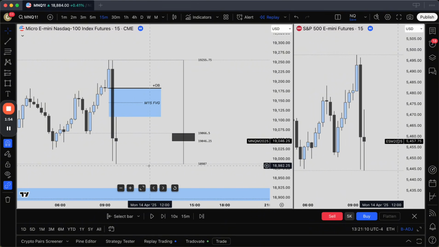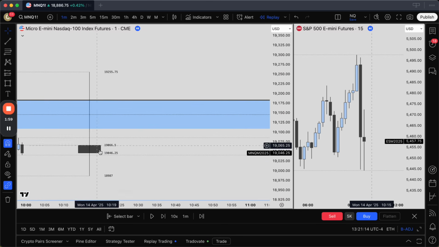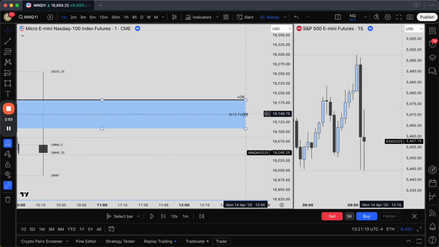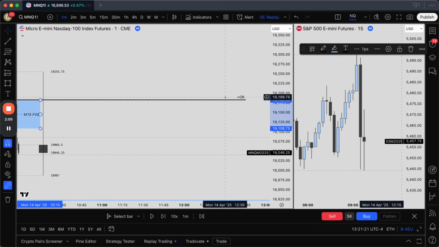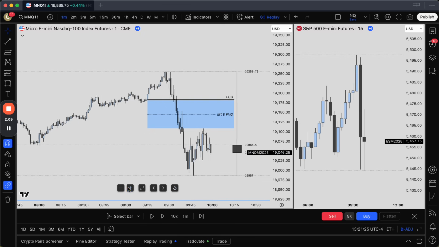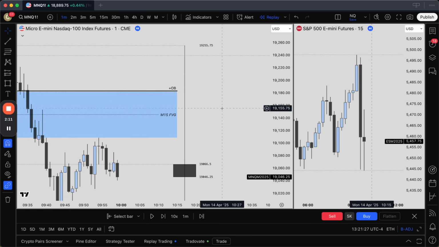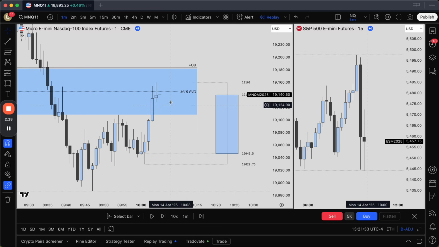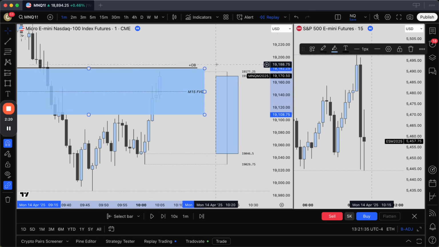So at 10 a.m., let me drop down to the 1 minute because this is where I executed it. Let me make this a little bit easier for you to see. Okay, so the 10 a.m. 4-hour candle opens, and immediately we start trading to the upside, right into this 15-minute fair value gap.